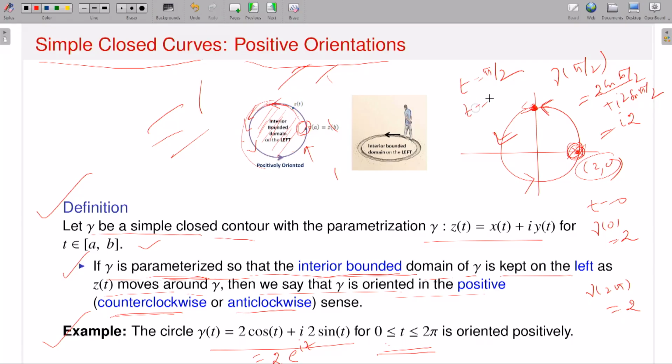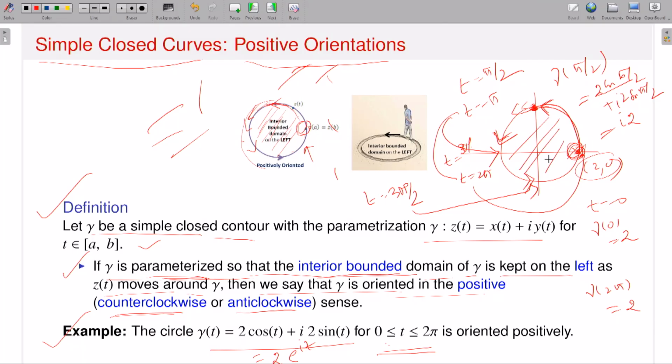Similarly, if I put t equal to pi, you will end up with this point. And if t is equal to 2 pi, then it will have this point. And if I take t equal to 3 pi by 2, then you will have this point. So if I am starting from t equal to 0, that means I am starting from here, then I am moving in these directions. Now if I move in these directions, look, the interior bounded domain is always on the left hand side, and the exterior unbounded domain is on the right hand side. So this is the corresponding positive orientation.